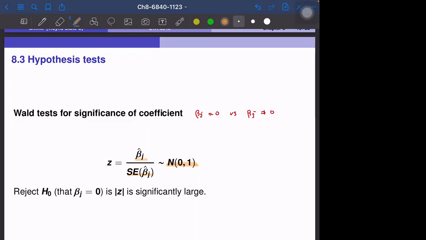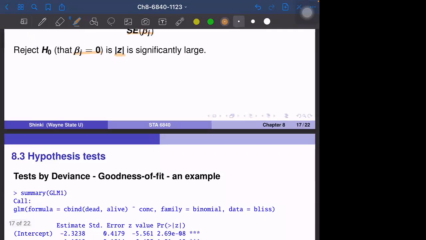So we reject the null hypothesis of beta j equal to 0 if the absolute value is large. Yeah, so these are the theory for the tests in this section.